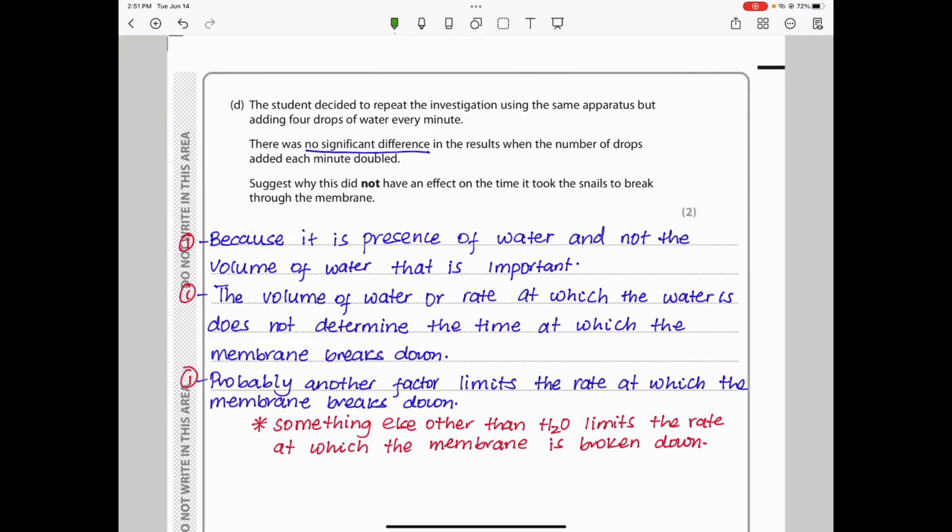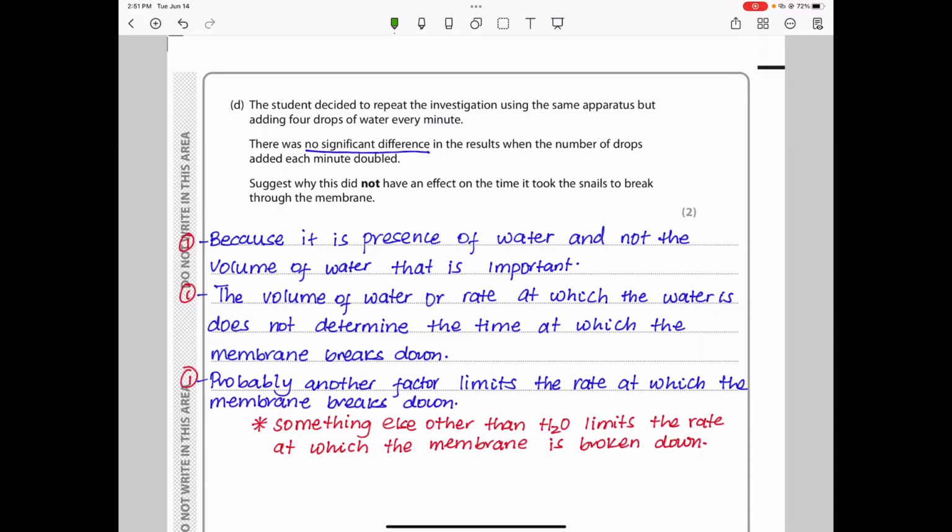This part says the student decided to repeat the investigation using the same apparatus but adding 4 drops of water every time. There was no significant difference in the results when the number of drops added each minute doubled. Suggest why this did not have an effect on the time it took the snail to break through the membrane. If you look at this, it was not about the volume of water, or how much water has been added within a short time. The only thing that led to the opening is that water is present. So I say because it is the presence of water and not the volume of water that was important.